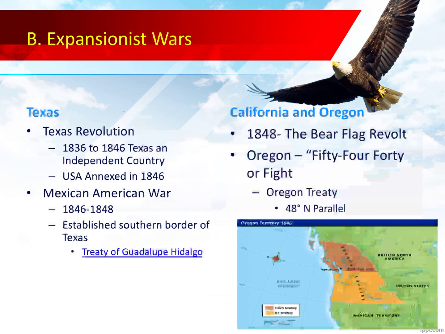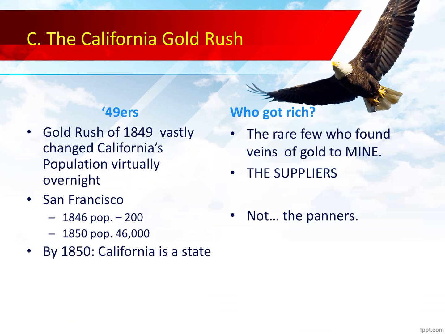This prevented a war that really, frankly, neither side wanted to fight. Today, the boundary is still there. The northern part of Oregon Territory became the Canadian province of British Columbia.